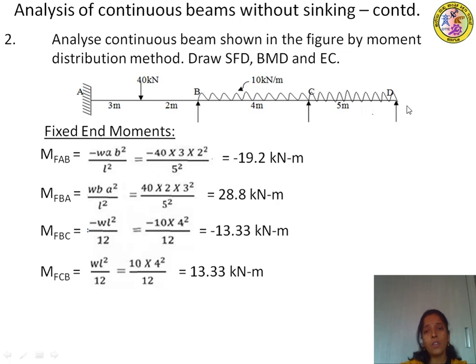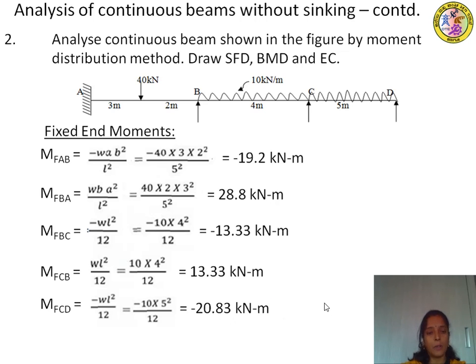And CD is also subjected to the same magnitude of UDL, but the only change is it has a length of 5 meter. So MFCD is also calculated by minus WL square by 12, that is minus 10 into 5 square by 12, which is equal to minus 20.83 kilonewton meter. And MFDC is calculated by plus WL square by 12 and that will be equal to plus 20.83 kilonewton meter.